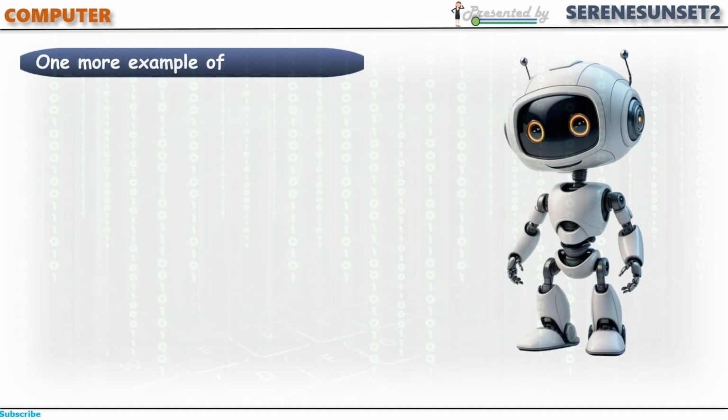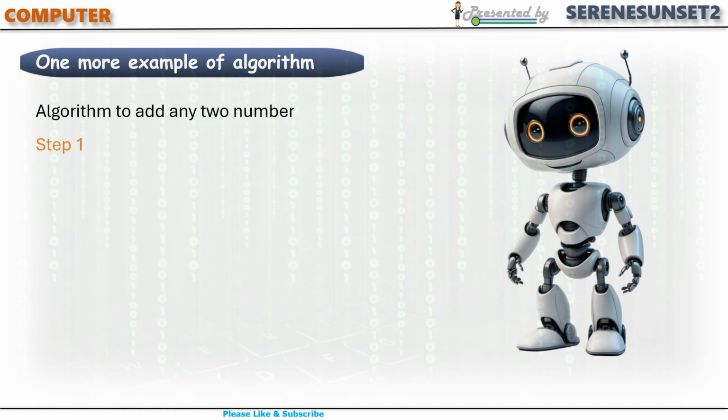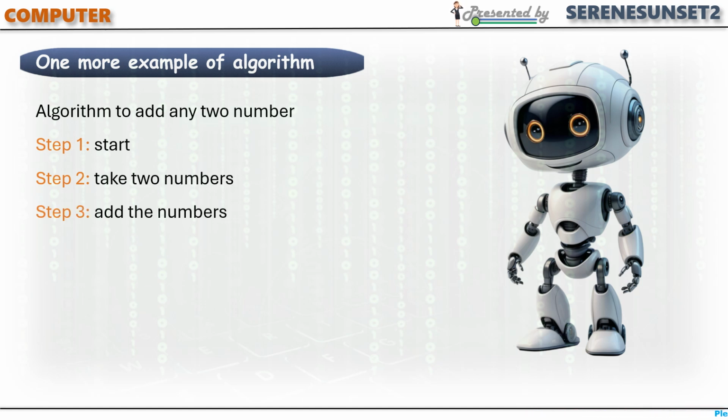One more example of algorithm. Algorithm to add any two numbers. Step 1. Start. Step 2. Take two numbers. Step 3. Add the numbers. Step 4. Print the result. Step 5. Stop.